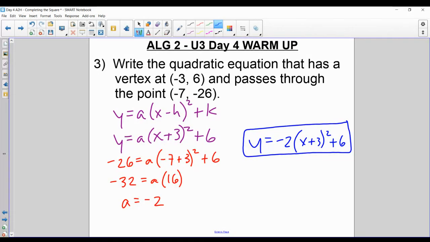So whenever I'm looking for an equation, I put it in the form that the information kind of gives me. If I have the vertex, I put it in vertex form. If I have the x-intercepts, I put it in factored form. And then I use another point that's on the graph to go ahead and find the a value.